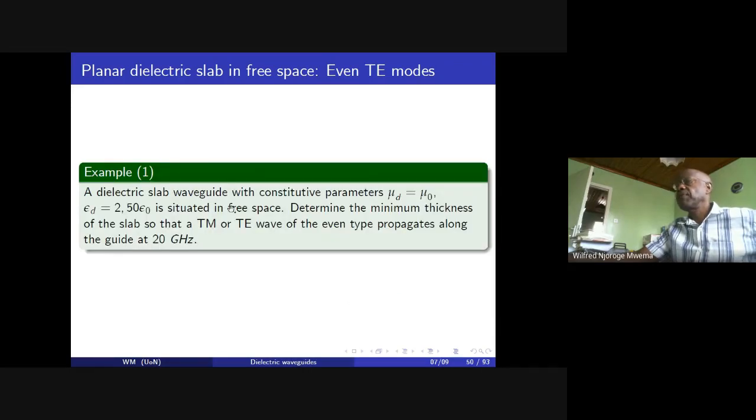So, example 1. A dielectric slab waveguide with constitutive parameters mu d equal to mu naught, epsilon d equal to 2.5 epsilon naught is situated in free space. Determine the minimum thickness of the slab so that a TM or TE wave of the even type propagates along the guide at 20 gigahertz.